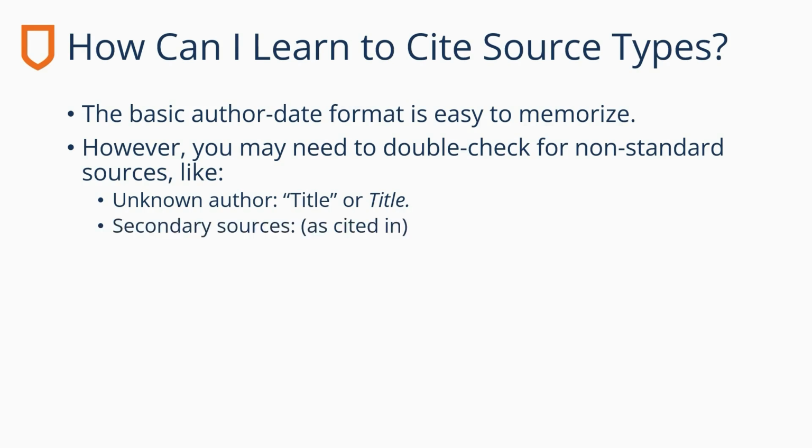Secondary sources. When you would like to cite a source that you found within another source, include the original source's author and date, along with the phrase "as cited in," followed by the secondary source's citation. A reference is not required for the original source, only for the source you have in front of you.